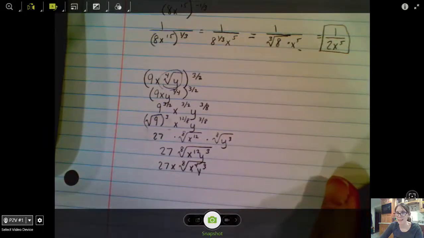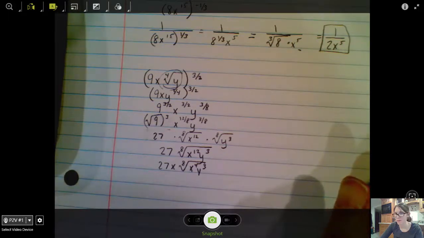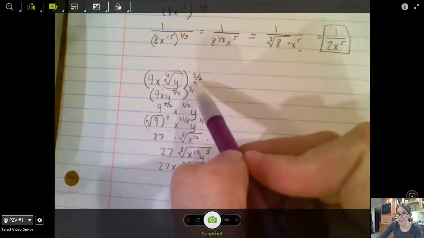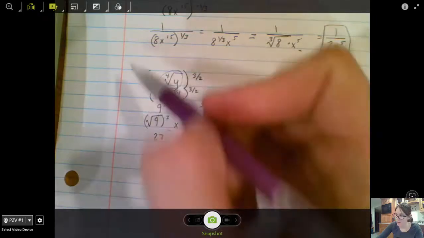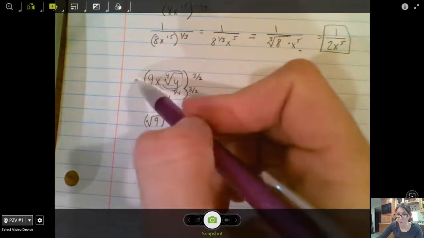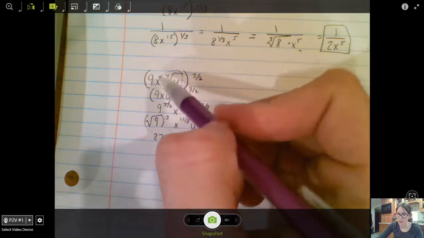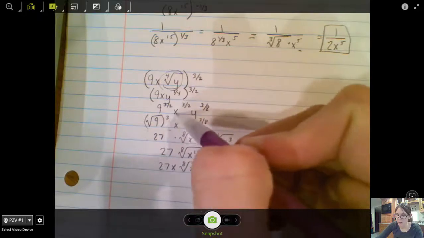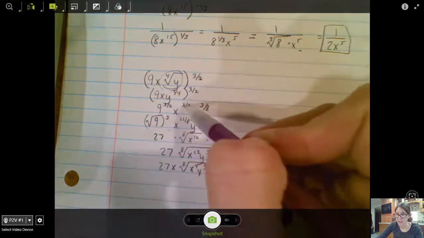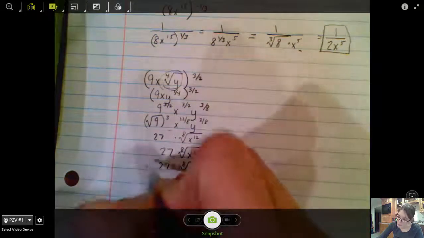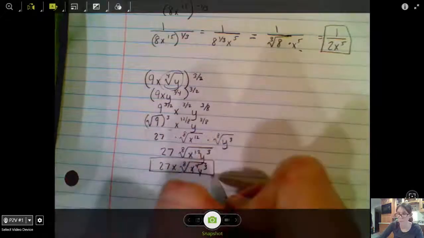Okay, one last thing we really need to think about. Do I need absolute value? Well, this 3/2 power, I had a square root, but I really had the square root of x to the 3rd. So if x was a negative number, then I'd have a negative under the square root. That's a problem. I don't need absolute value. We're good with that.